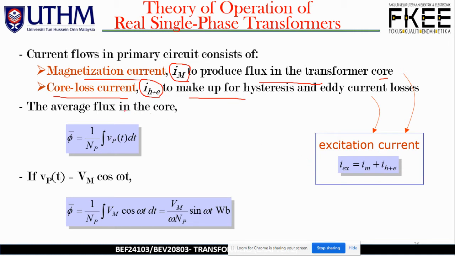So the average flux in the core is phi bar equal to 1 over Np times the integral of Vp with respect to time, dt. If Vp equals Vm cos omega t, we just substitute into here, giving us the final equation of average flux: phi bar is Vm over omega Np sine omega t, and the unit is Weber.